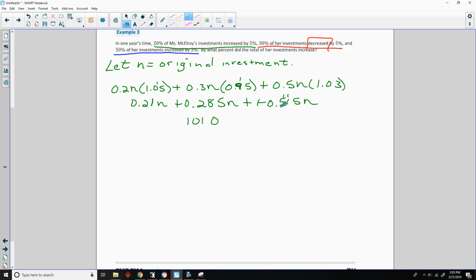Okay, so it's 0.2 plus 0.2 plus 0.5, which is 1.01. I don't need that last 0. So it's 1.01 of her total investment. So what does that mean? 20% increase by 5, 30% decrease by 5, that hurt her, and 50% increase by 3. So her total portfolio increased by 1%. So if she had $10,000 in her investment, now she has 1% of 10,000 or 100, so $10,100.